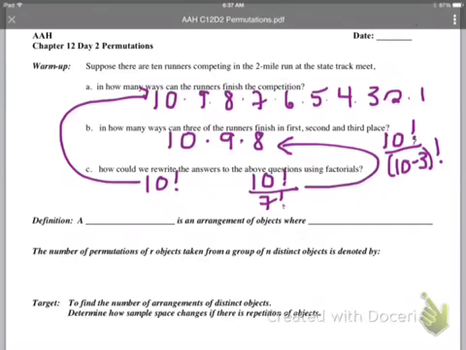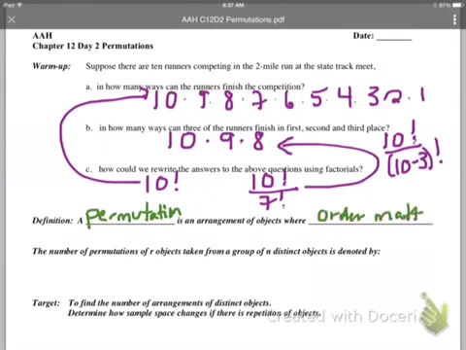What I just did is what is called a permutation. So a permutation, I didn't make this blank big enough. A permutation is an arrangement of objects where order matters.